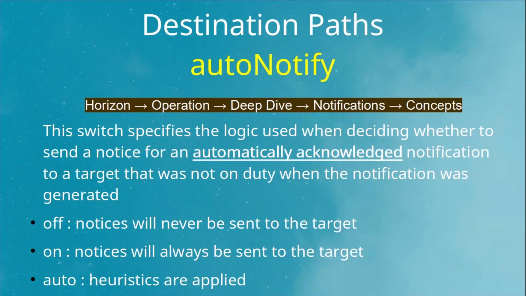Each destination path has an auto-notify attribute. This switch specifies the logic used when deciding whether to send a notice for an automatically acknowledged notification to a target that was not on duty when the notification was generated. If it is off, notices will never be sent to the target. If it is on, notices will always be sent to the target. If it is auto, heuristics will be applied. This module will default to using on.